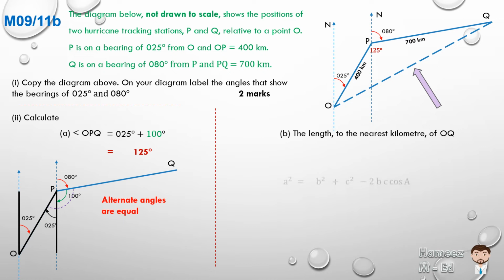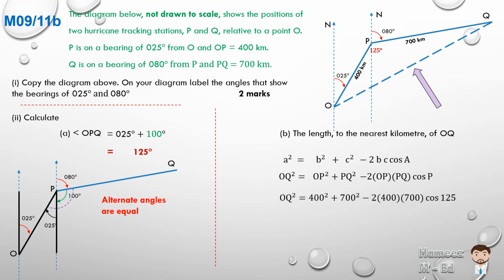So let's write that. A squared is equal to B squared plus C squared minus 2BC cos A. And if we identify where the angle is at P, in our formula, we can substitute A as P. And we'll have OQ squared is equal to OP squared plus PQ squared, those sides, minus 2 times OP PQ cos P. And we substitute 400 squared plus 700 squared minus 2 times 400 times 700 cos 125.